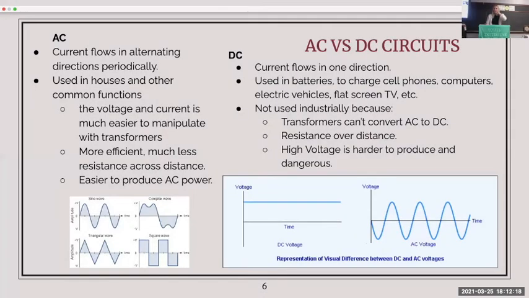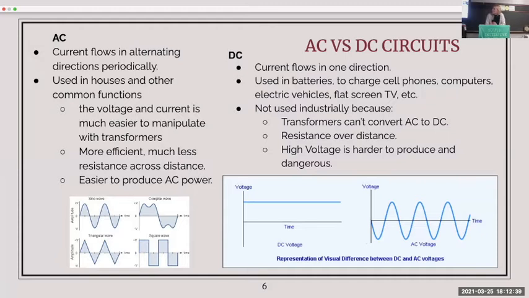Okay, so we also have AC versus DC circuits. AC stands for alternating current. That means that the current flows in alternating directions periodically, and that's the kind of electricity that's used in houses and other residential settings, basically any electricity that you use.